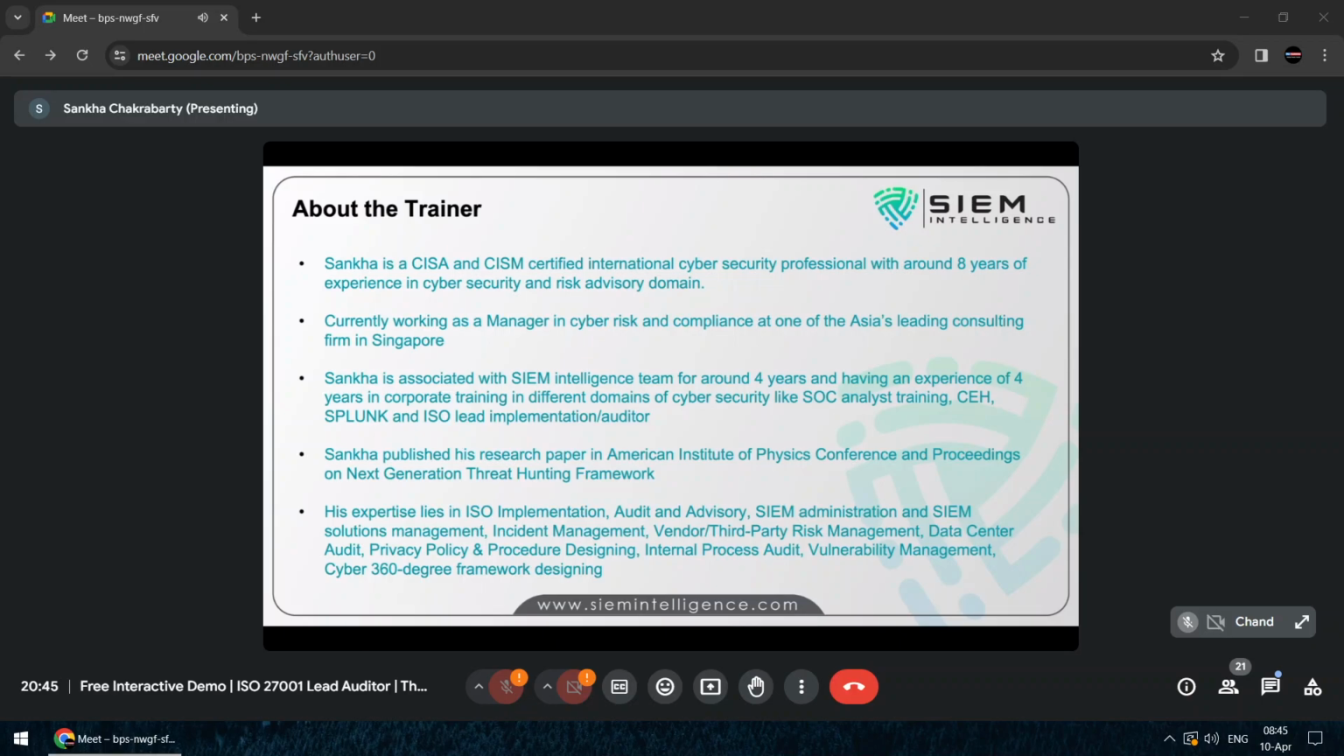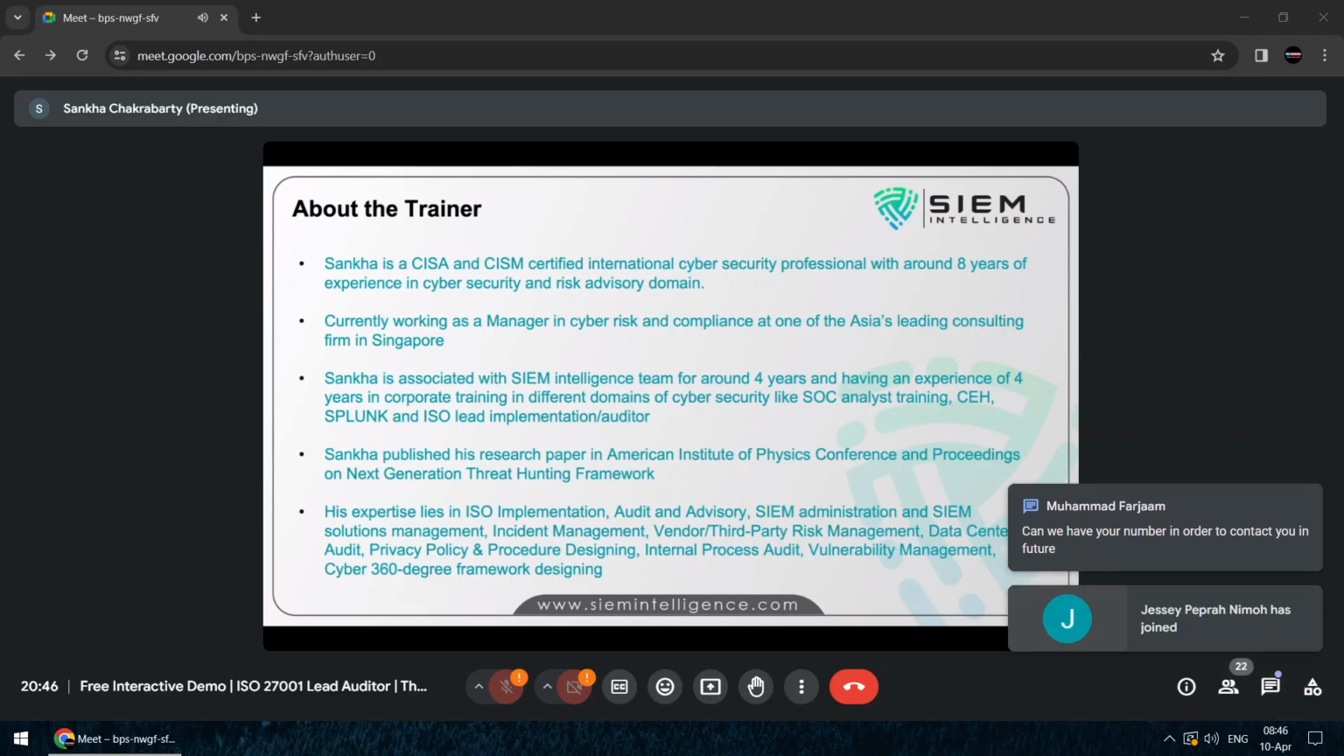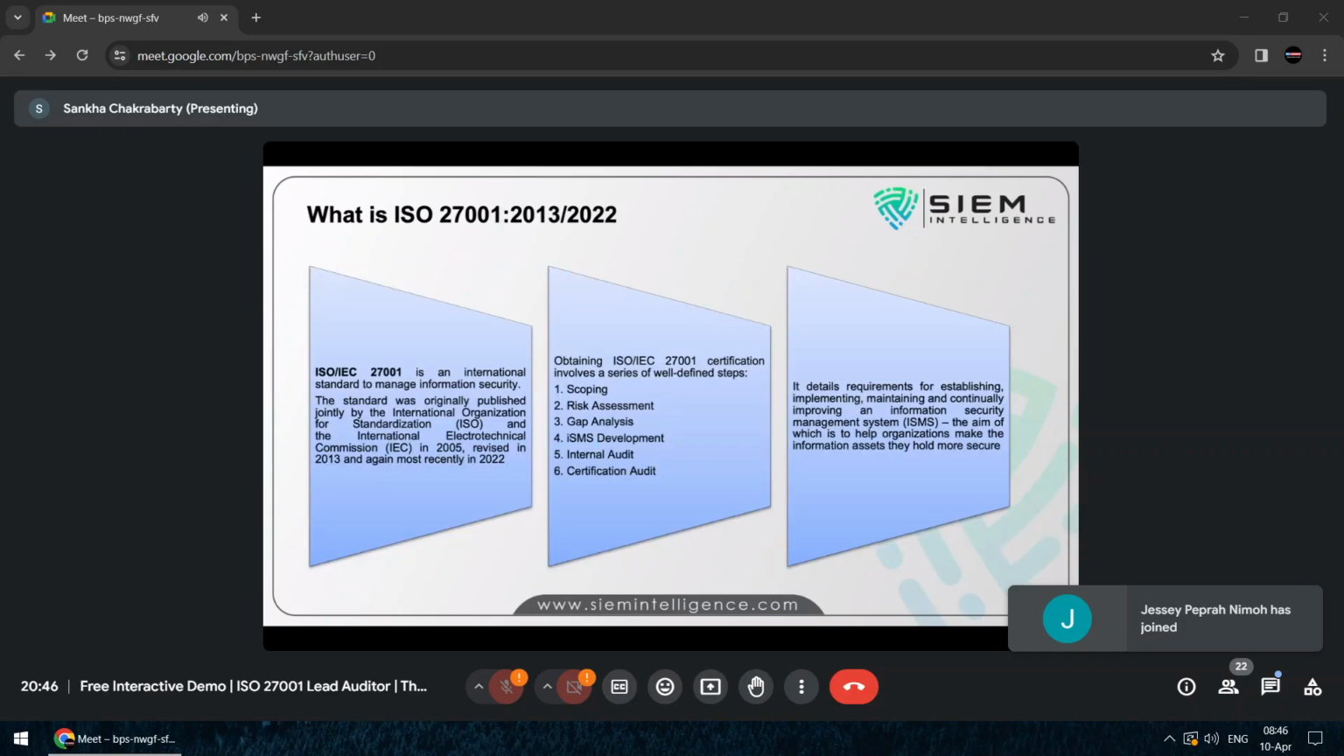Recently, I have published my research paper in the American Institute of Physics Conference Proceedings on a next generation threat hunting framework. As you can see, my expertise lies in ISO implementation, ISO audit, external and internal both, SIEM administration, SIEM solution implementation, third party risk management, data center audits, internal process audits, SOC 2 Type 2 audit, vulnerability management, and implementing Cyber 360 frameworks. So, if I now jump to what ISO is about, what ISO is.